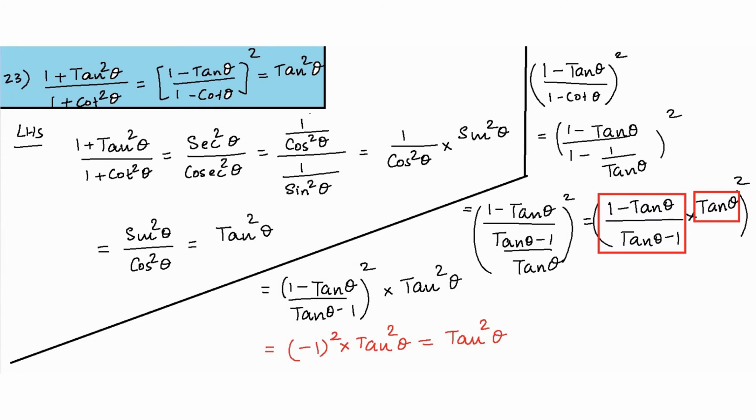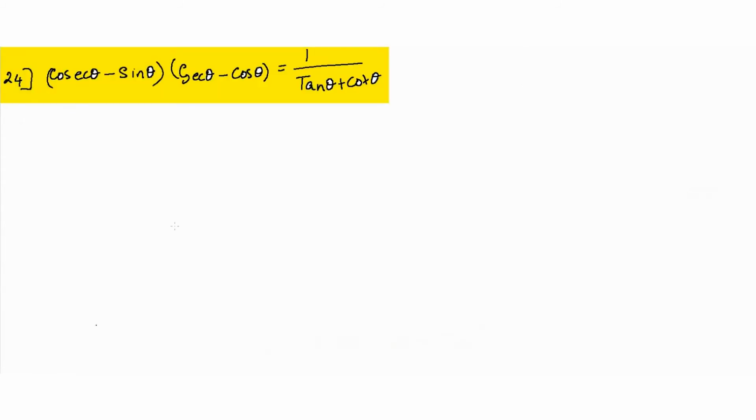Okay, let us now continue with our next problem. Okay, so in this question, the left hand side is (cosec minus sine) into (sec minus cos) is equal to 1 by (tan plus cot). So the left hand side has all sines and cos, and I can convert the right hand side also into sine and cos. So in this particular problem, I am going to convert both left hand side and right hand side into terms of cos and sine.